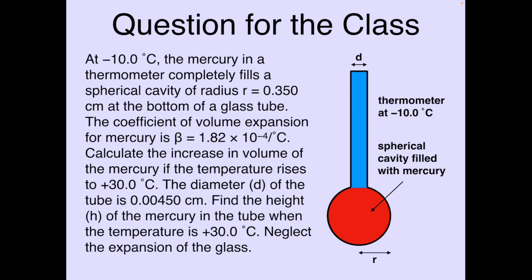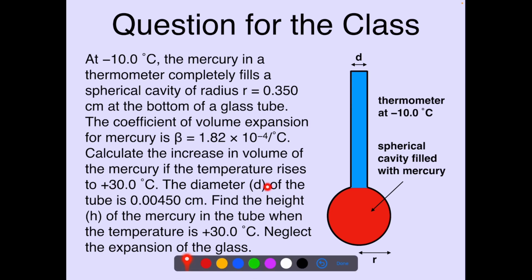We're going to calculate the increase in volume of the mercury if the temperature rises to positive 30 degrees Celsius. So we know that the mercury will expand if the temperature goes up, and we're going to find the increase in volume as a result of that.